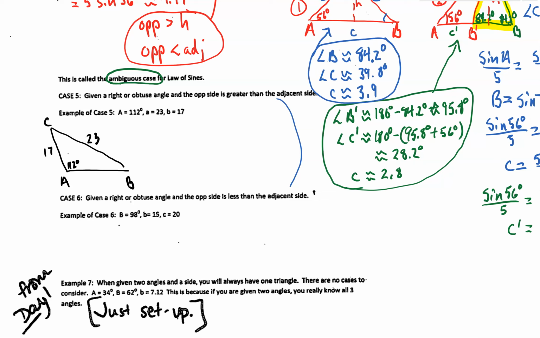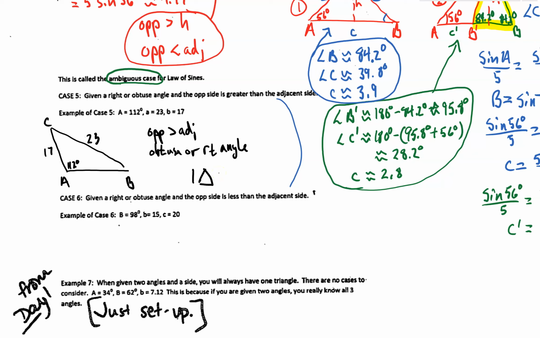Now, what does that mean in terms of our solving here? Well, if the opposite is greater than the adjacent side, and we know we have an obtuse or right angle, then we know that we are going to have one triangle. That will be the case. Okay, that's what they're saying in this particular problem.